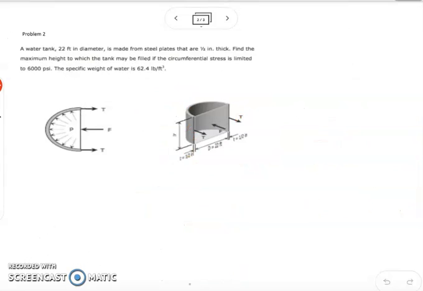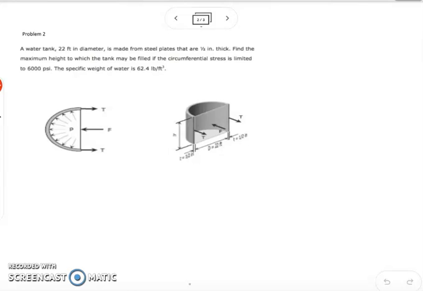Problem number 2. A water tank 22 feet in diameter is made from steel plates that are 1/2 inch thick. Find the maximum height to which the tank may be filled if the circumferential stress is limited to 6,000 psi. The specific weight of water is 62.4 pounds per cubic foot. For this problem, we have the illustration. Of course, you have the bursting force F, and we have your tensile forces, the resisting force, denoted by T. We are given the diameter of the tank, 22 feet.